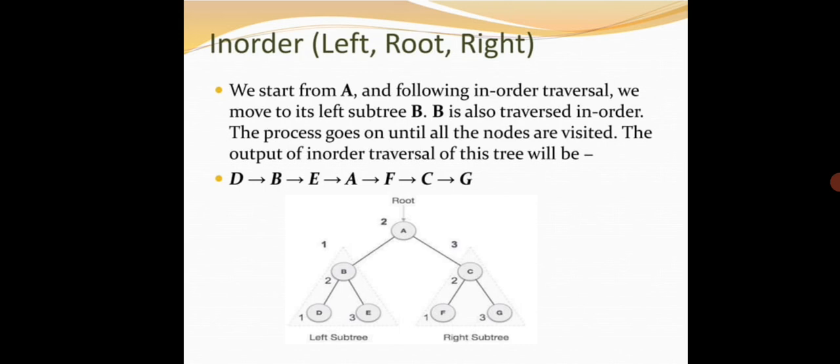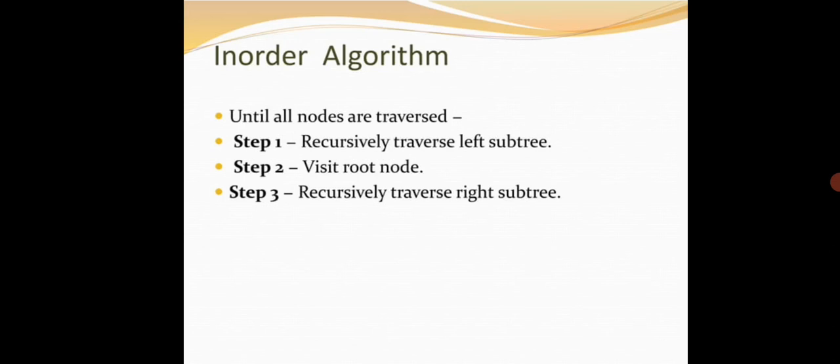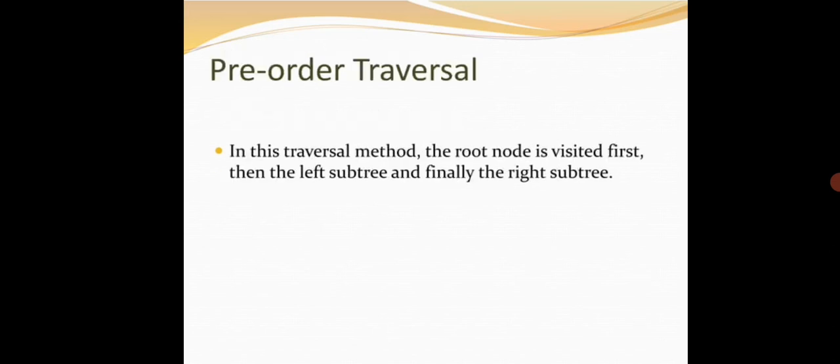In in-order traversal, we start from node A, the parent node, and we move to its left subtree. B is also traversed in-order. The process goes on until all the nodes are visited. The output of in-order traversal of this tree will be D, B, E, A, F, C and G. In-order algorithm. The steps to be followed while traversing in-order: Step 1, recursively traverse left subtree. Step 2, visit the root node. Step 3, recursively traverse right subtree.